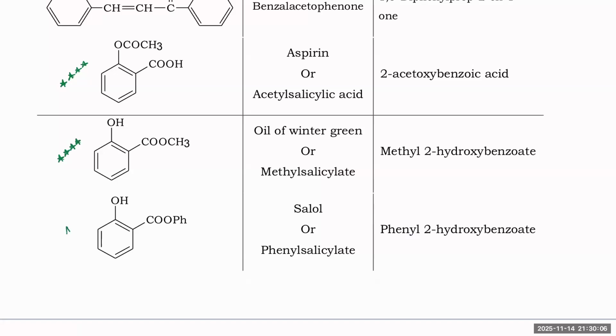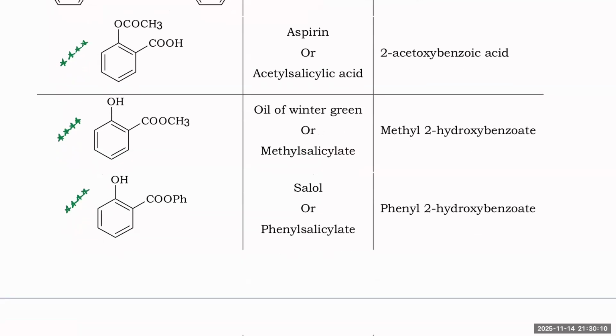These three are very commonly used in the chapter on phenols. We have a separate chapter on phenol. These three are direct names that we'll be using: aspirin, oil of wintergreen, and salol.